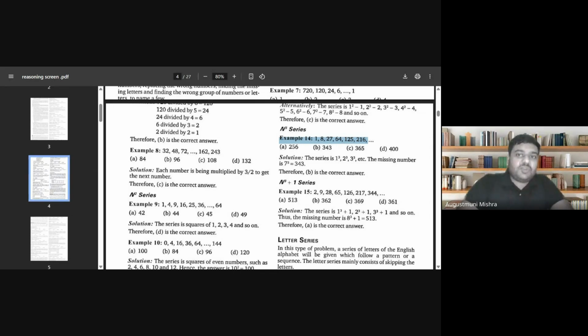1 into 1 into 1, that is 1. 2 into 2 into 2 is 8, like 2 twos are 4, 4 twos are 8. Then 3 threes are 9, 9 threes are 27. Then after that 4 fours are 16, 16 fours are 64. Then similar with the 5, similar with the 6. Now what will be the next number with 7? So 7 into 7 is 49, 49 into 7 is 343.